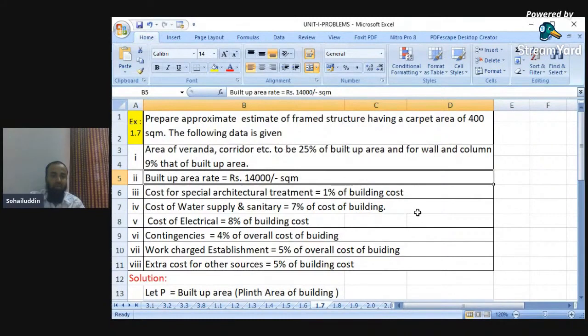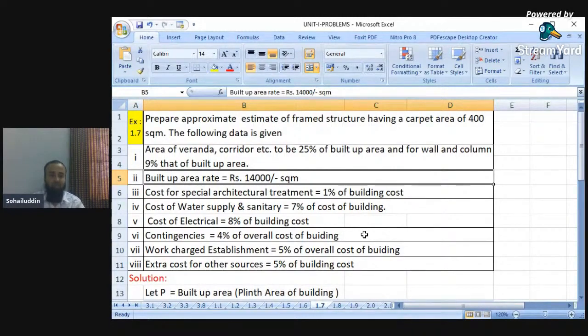Next is the cost of electrification. It is again given as 8% of building cost, and contingencies is given as 4% of the overall cost of building. In the last lectures, we have seen what contingencies are. Contingencies are unforeseen expenses. While in construction, we have to reserve some amount in order to overcome the hurdles and continue the construction, and avoid unwanted things in the construction work. Such an amount is the contingencies. So 4% of the overall cost of building is reserved for contingencies.